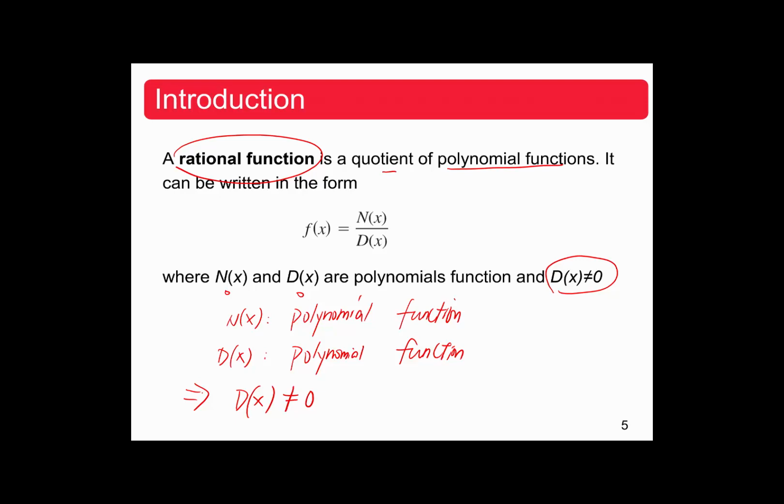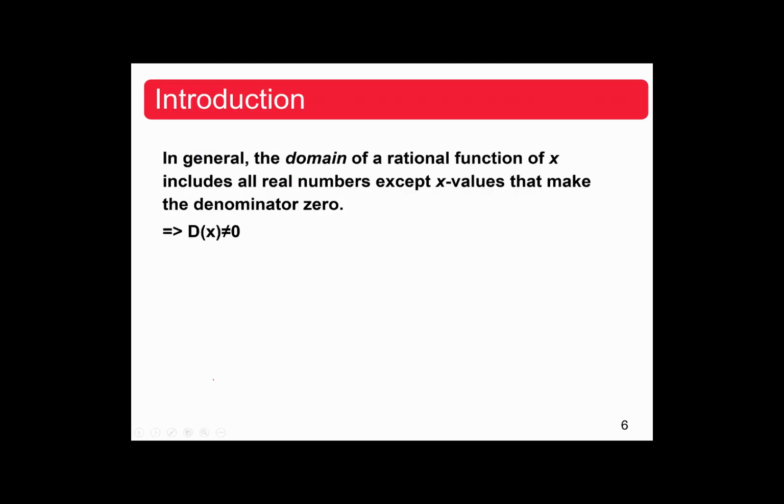So basically you can utilize that to find the domain of the rational function. In general, the domain of the rational function includes all real numbers except x values that make the denominator zero. So if you set d of x not equal to zero, you get the domain. It's all real numbers except whatever number gives us zero in the denominator.